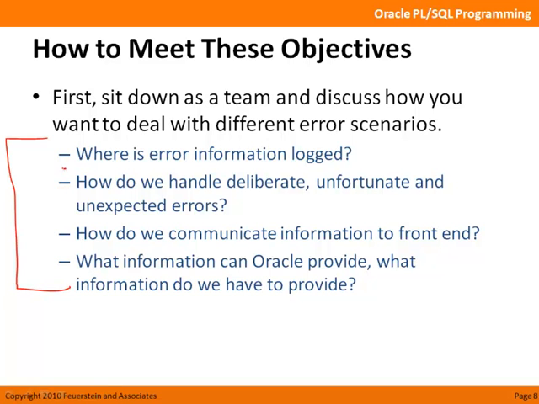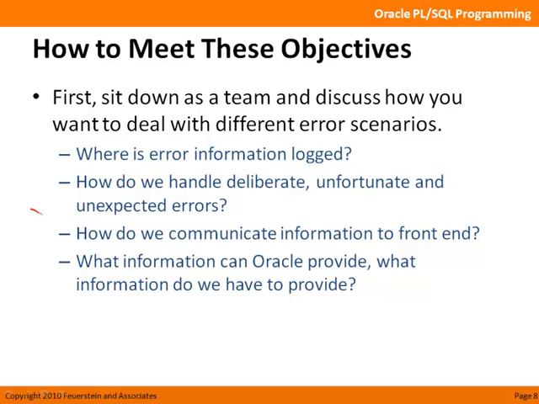How do we handle deliberate, unfortunate, and unexpected errors? I talked in the last lesson about the difference between deliberate and unfortunate. Unexpected is a hard error. You have no idea it was coming, and you've got to basically trap it and propagate it out. You should look at these different categories of errors and decide how you want to address each one. Again, go back to lesson 1 for a discussion about deliberate and unfortunate.